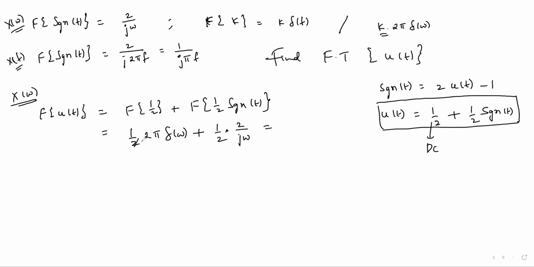So finally what we get? The 2 gets cancelled, the 2 gets cancelled. Pi del of omega plus 1 by j omega. So the Fourier transform pair for u of t is pi del of omega plus 1 by j omega.